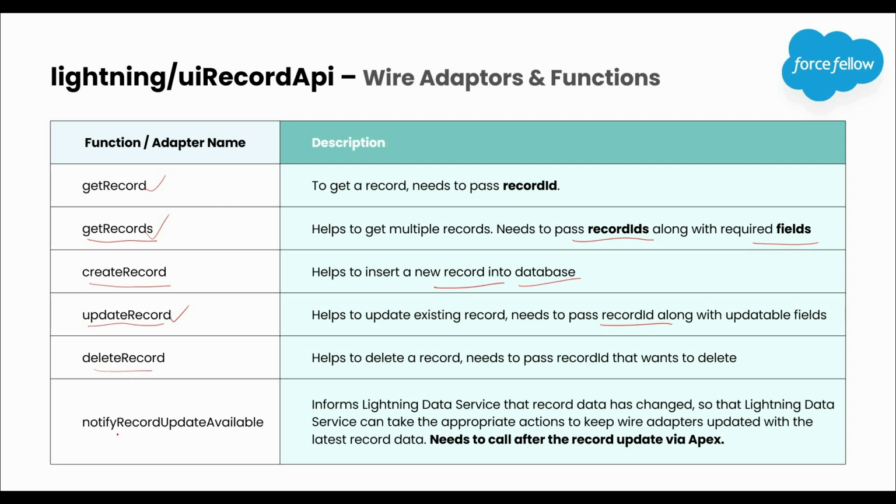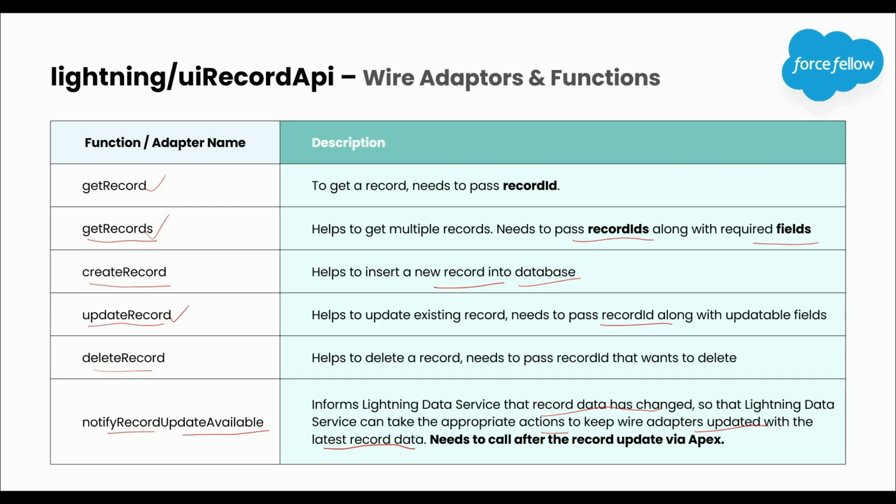Okay. Next we have notifyRecordUpdateAvailable. This method informs Lightning Data Service that record data has changed so that Lightning Data Service can take the appropriate actions to keep wire adapters updated with the latest record data. What does it mean? It means LWC stores data in a client-side cache. So whenever any update happens using LDS functions, then along with the database, LDS will also make that update in the cache data. It means cache data will always be up to date, right?